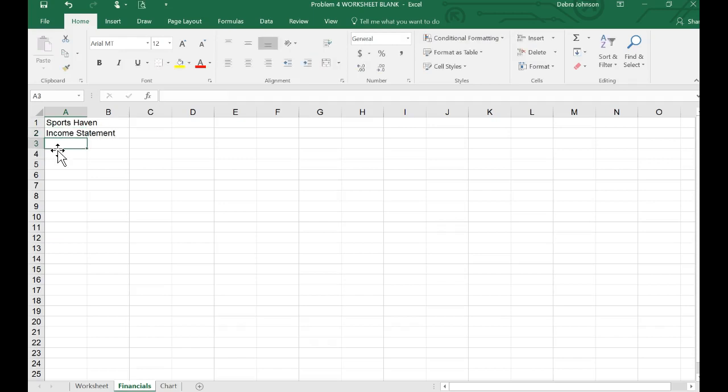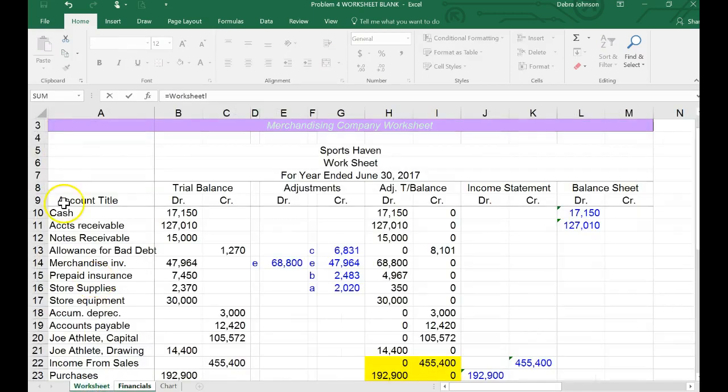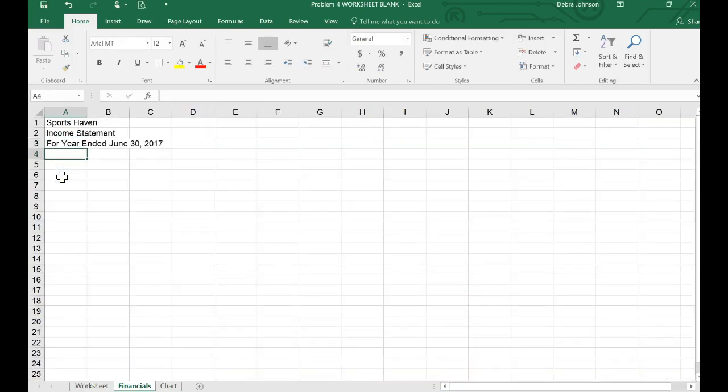But I do expect the date to change. So once again, I'm going to cell reference it by grabbing the date from the income statement. Okay, so we are ready to begin.